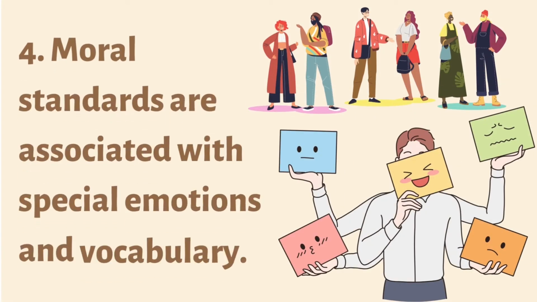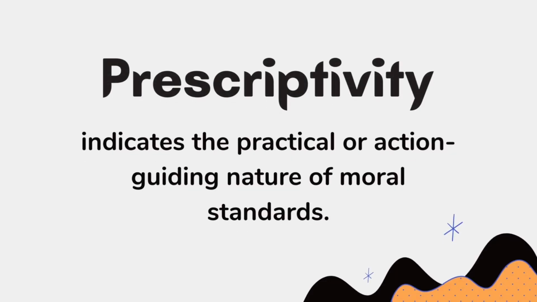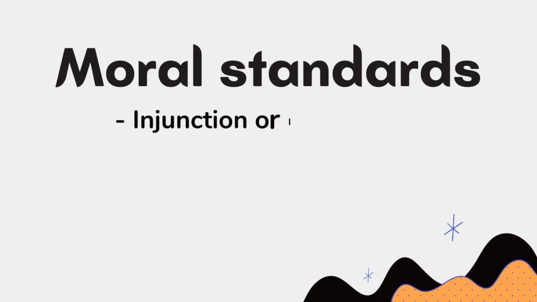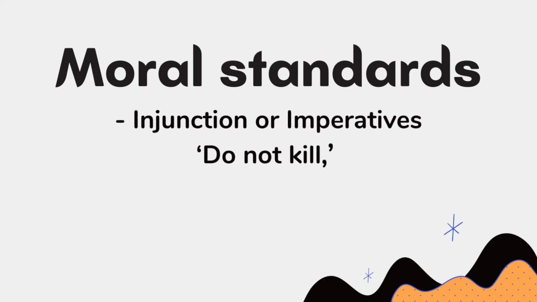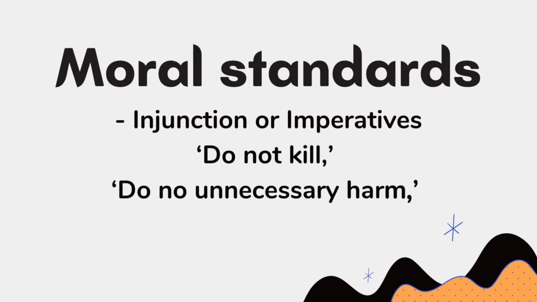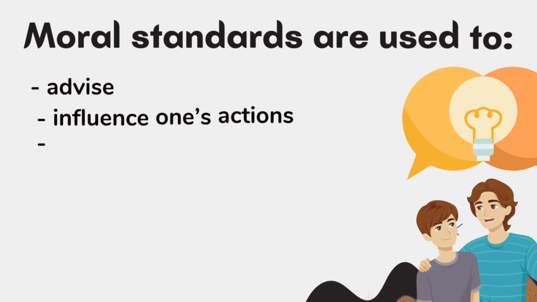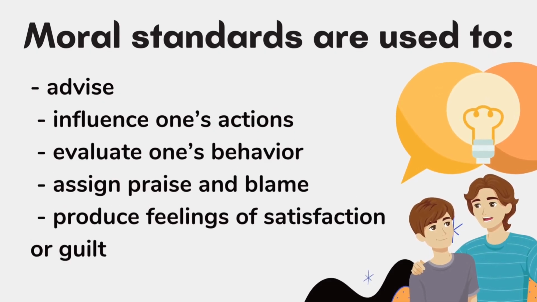Number 4. Moral standards are associated with special emotions and vocabulary. Moral standards have a practical or action-guiding nature. Moral standards are generally put forth as injunctions or imperatives, such as do not kill, do no unnecessary harm, and love your neighbor. Moral principles are used to advise and to influence one's actions. Retroactively, moral principles are used to evaluate one's behavior, to assign praise and blame, and to produce feelings of satisfaction or of guilt.